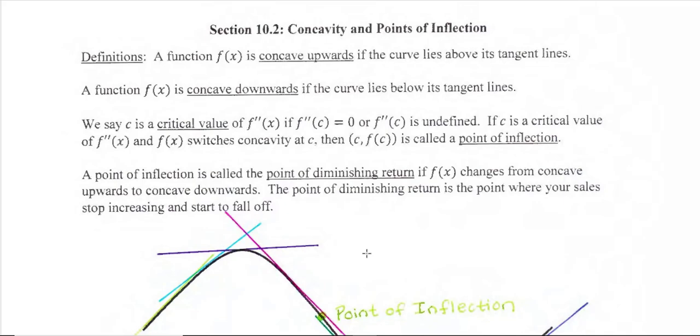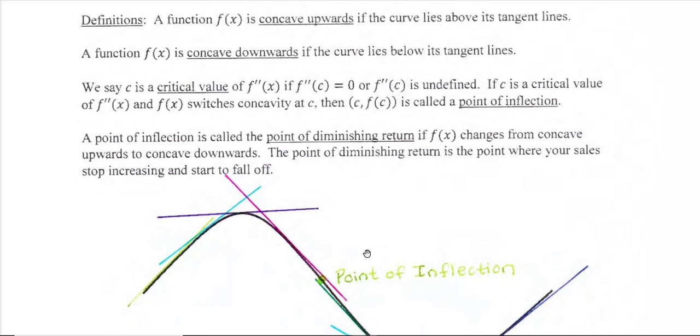Now we have a special point of inflection that is called the point of diminishing return if your function changes from concave upwards to concave downwards. So if your function goes from concave up to concave down, not only is that a point of inflection, but it is also a point of diminishing return. The point of diminishing return is the point where your sales stop increasing and they start to fall off. So that's what it means in the business sense.